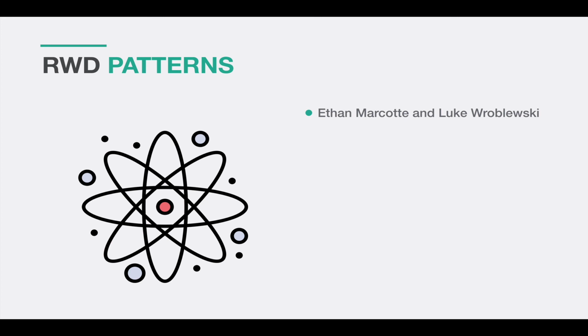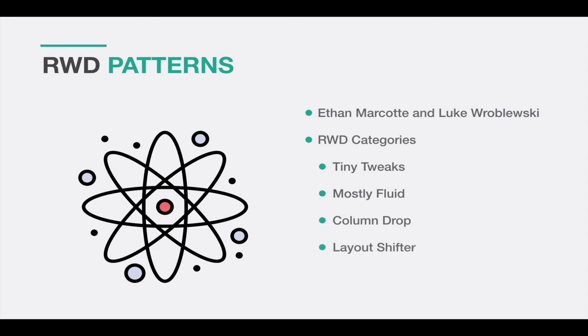Well, in 2012, Luke, once we'd gotten a handle on responsive web design, saw different patterns emerging in websites. And he broke those patterns down into 5 categories, which is what we're going to be talking about today. Okay? So the 5 categories are tiny tweaks, mostly fluid, column drop, layout shifter, and off canvas. So these are the 5 patterns he saw that websites were doing to make their sites responsive. And we're going to go through each one. I'll talk a little bit about what they are, and I'll show an example of how you build it.